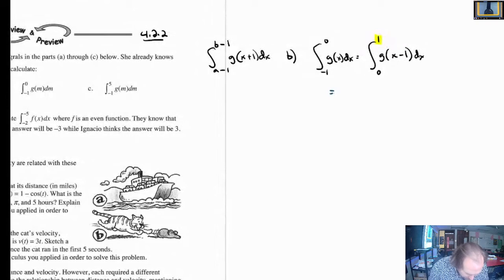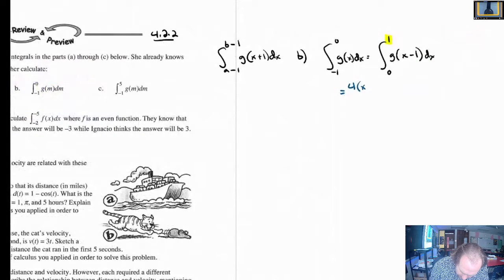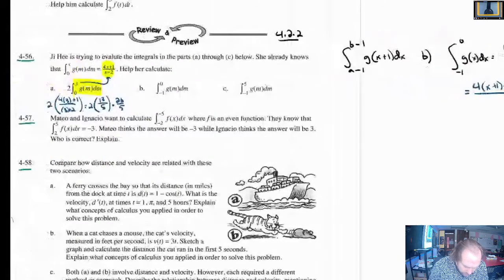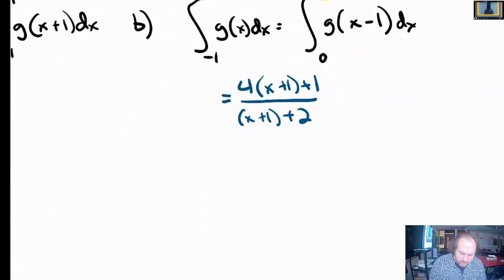So our area function is this fraction, 4x plus 1. So now it's going to be 4 times x plus 1 over x plus 1 plus 2. We're taking that same area function that we did for the previous problem, but we're replacing the x's. Oh, they should be minus 1s. My fault.